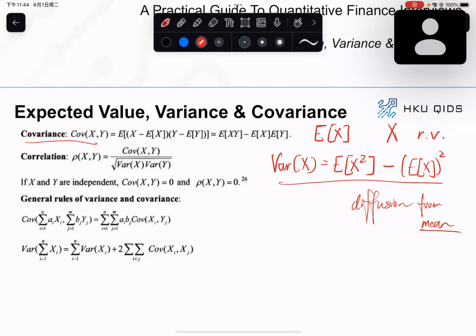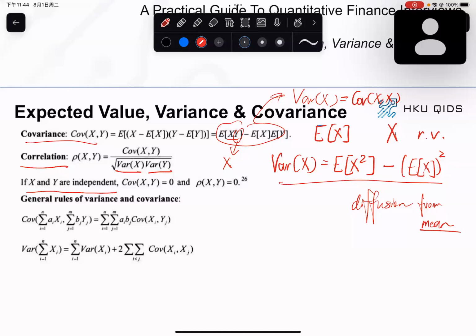And we also have the covariance, where we are just trying to replace this E[X] here by X and Y. So if you can see, if we replace Y with X, then this reduces to variance of X, right? So variance of X is basically just covariance of X with itself, okay? And then correlation is just a way to standardize the covariance because it divides the covariance by the standard deviation of X and Y. And if these two random variables are independent, then the covariance is going to be 0, and thus the correlation is also 0.